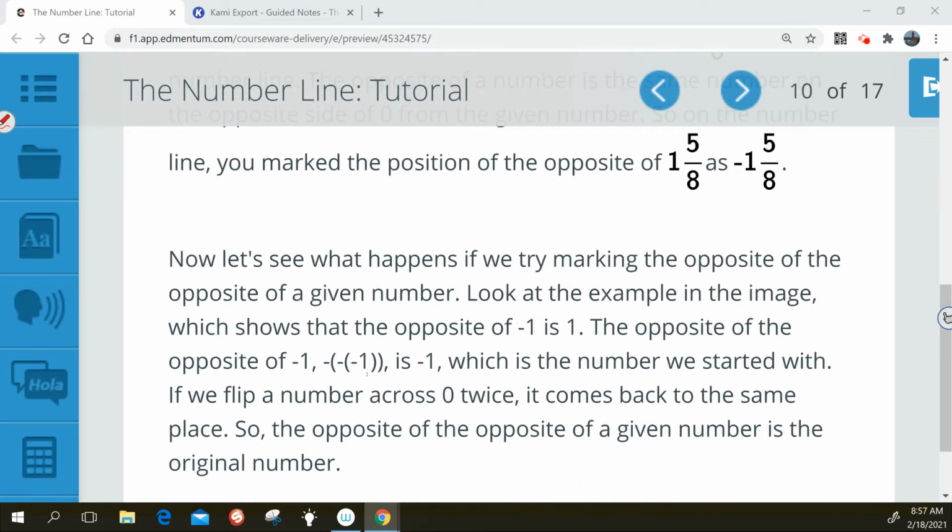So see how this looks? This is -1. This is saying the opposite of -1 is 1. And the opposite of that is going to be -1. Okay? So basically, every time you see that opposite sign, you're kind of flipping it back over.